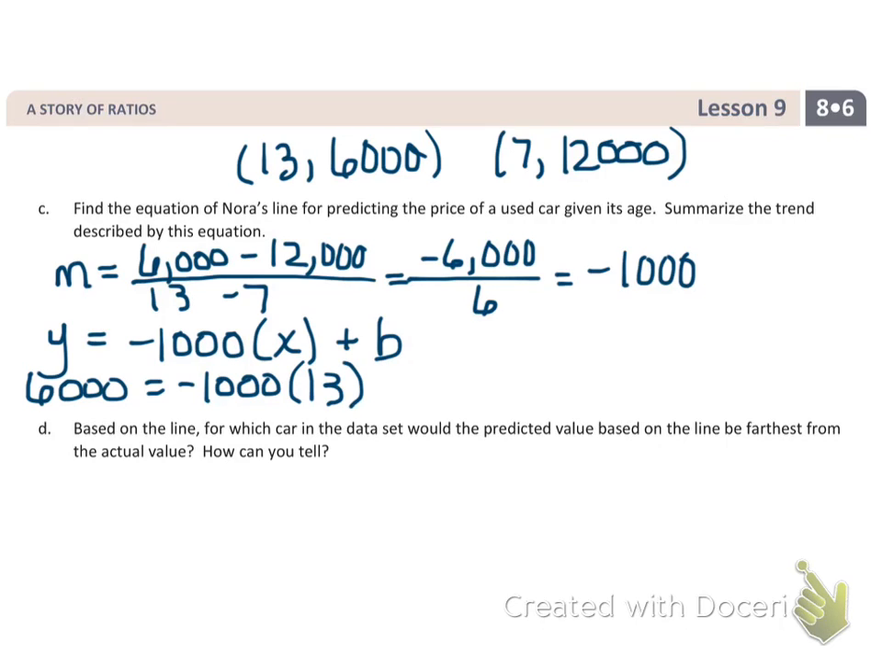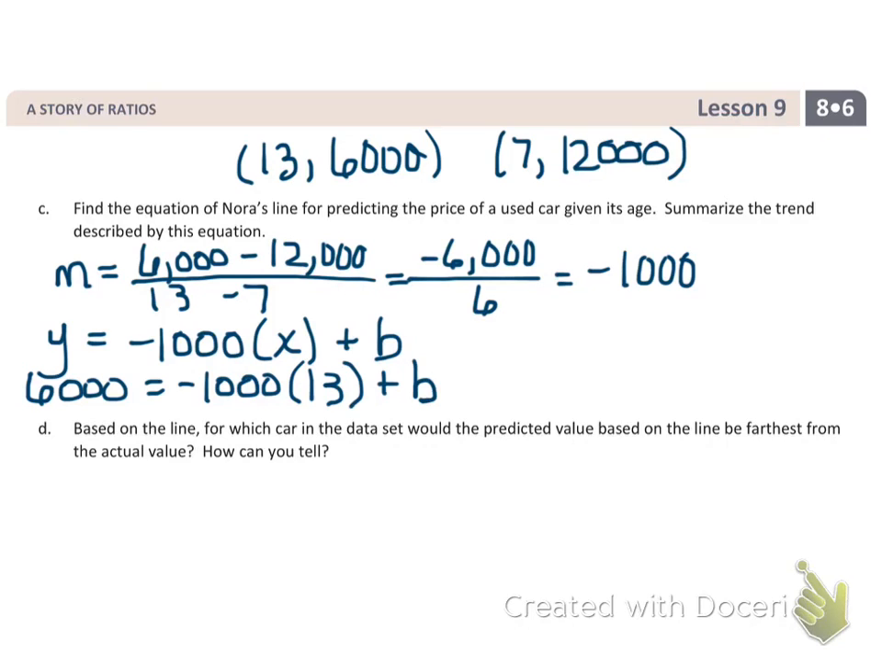Is that right? Yeah. Plus B. Okay, so 6,000 equals negative 13,000, multiplying that out, plus B. So if I add 13,000 to both sides, I can see that my y-intercept is 19,000. So B is equal to 19,000.